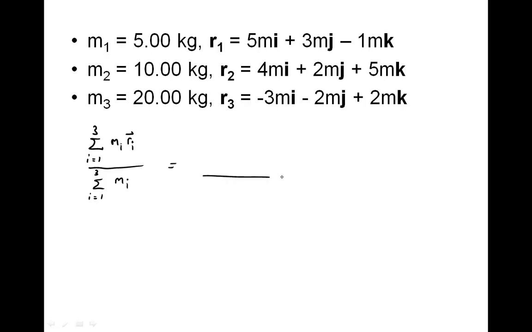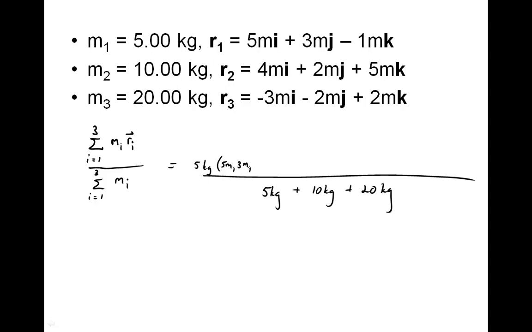So the denominator is very straightforward. That's going to be 5 kilograms plus 10 kilograms plus 20 kilograms. And the numerator is going to be 5 kilograms, and I'm going to use a coordinate system like you would on an xy plane, only I'll have x, y, z. So it's going to be 5 meters, 3 meters, negative 1 meter, plus 10 kilograms times 4 meters, 2 meters, 5 meters, plus 20 kilograms times negative 3 meters, negative 2 meters, 2 meters.